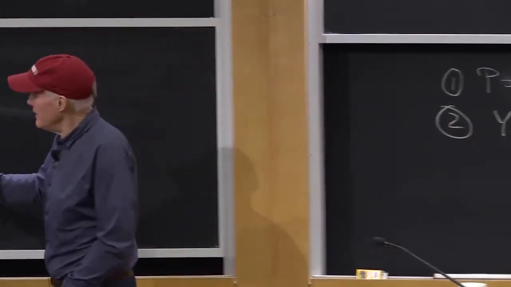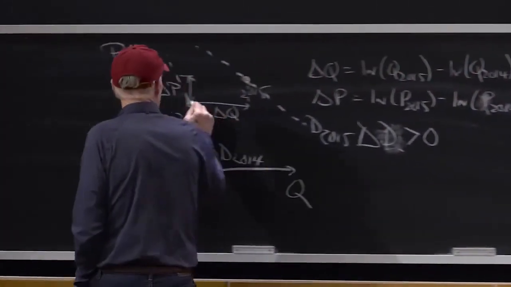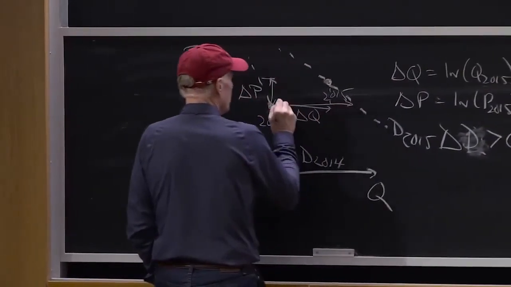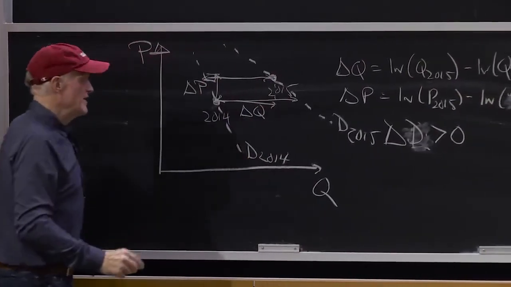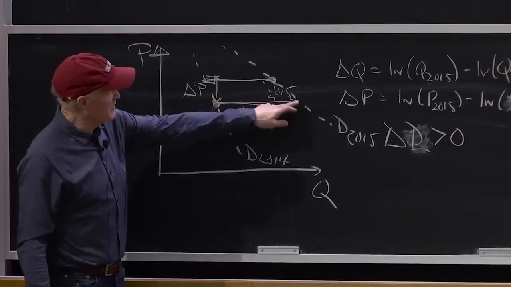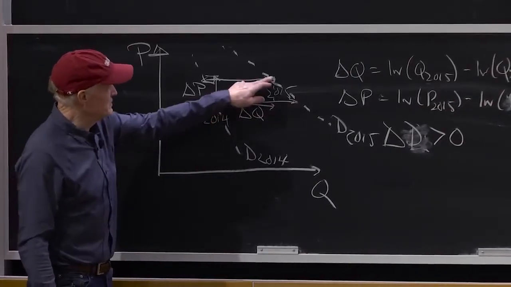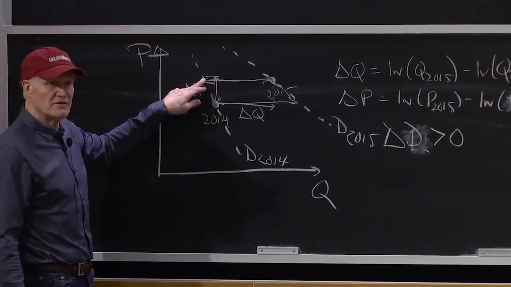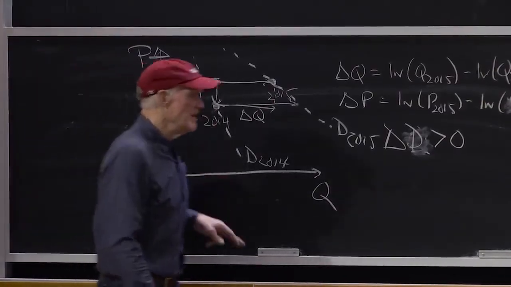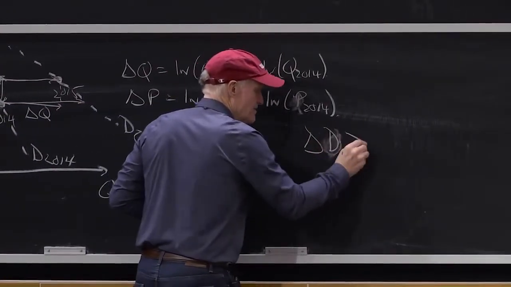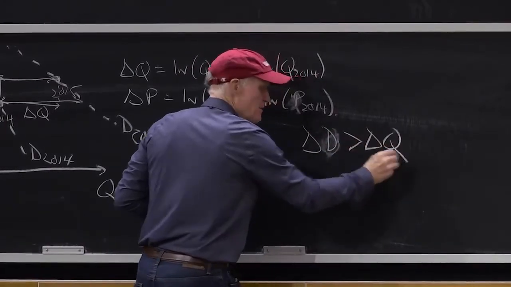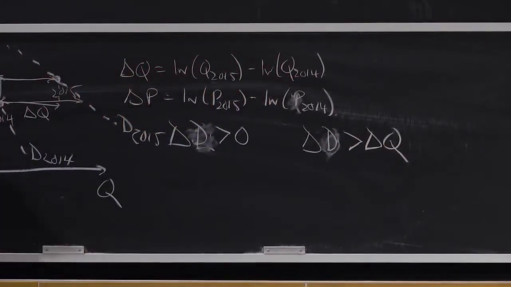So immediately, whether I measure it as this shift here or as this shift here, that is, by how much the demand curve shifted at the old price or how much the demand curve shifted at the new price, in either case, I'm going to say delta D has to be bigger than delta Q. Everybody agree with that? Okay.